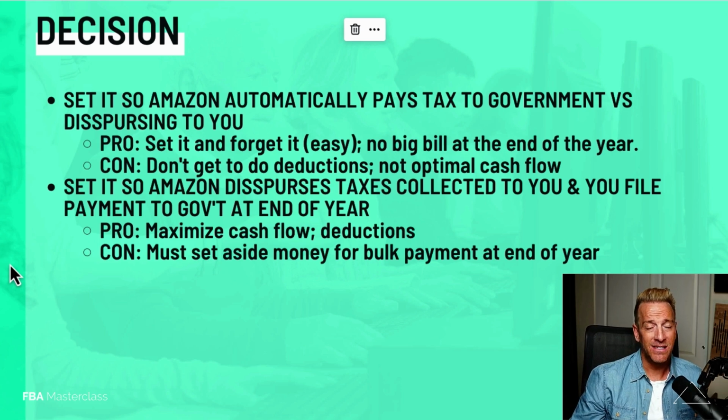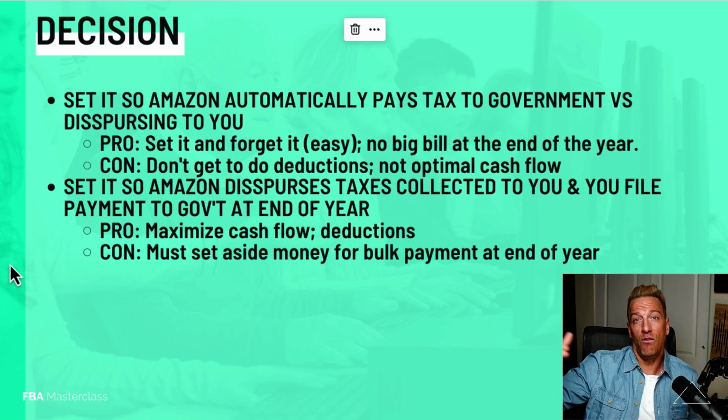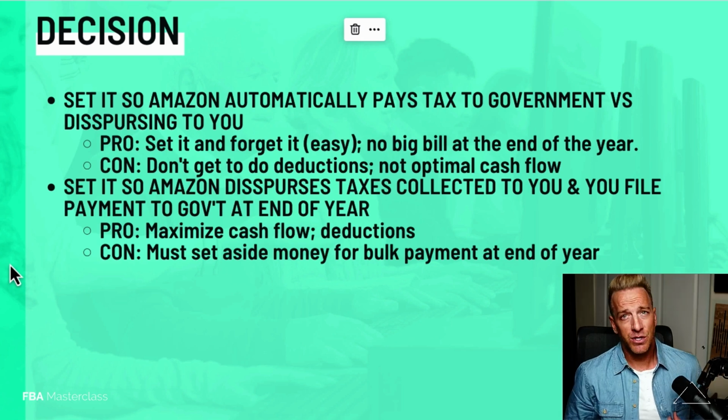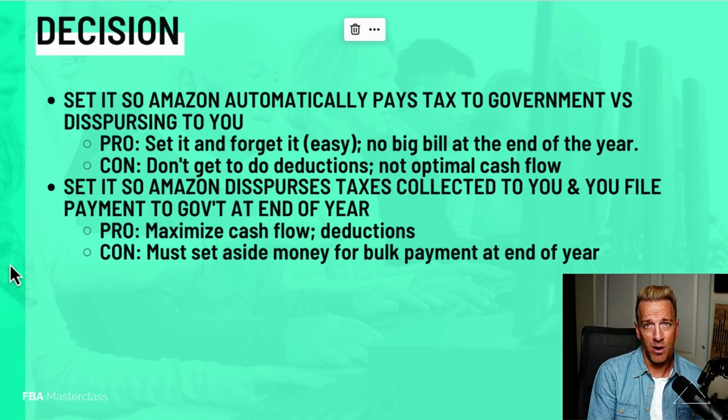So the pro of this is that you basically maximize your cash flow first. So again, you're going to get all that GST that a customer pays dispersed to you. And you may be 12 months from when you actually need to pay that bill to Canada. So you've optimized your cash flow. You also have deductions. Anytime you import product into Canada and pay duties, things like that, you can deduct that from the GST that you owe.